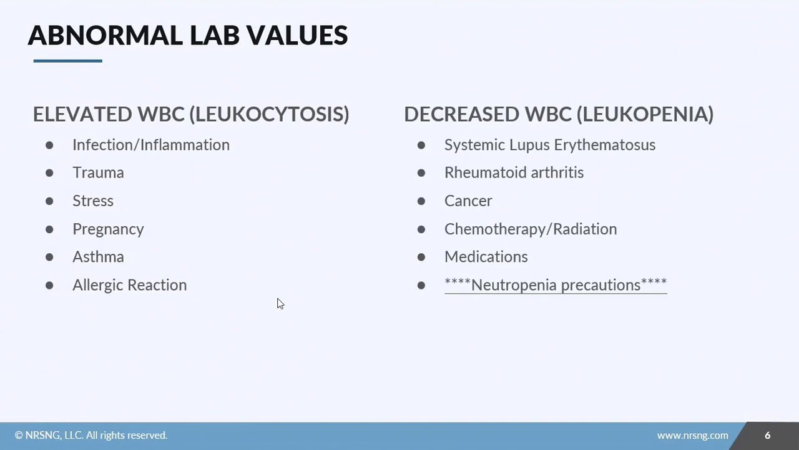Let's talk about some abnormal lab values. So when you have an elevated white blood cell count, this is called leukocytosis, and you're going to see things like infection or inflammation. So with inflammation, maybe due to trauma or to stress or even pregnancy, all these things are going to cause an increase in those white blood cells.